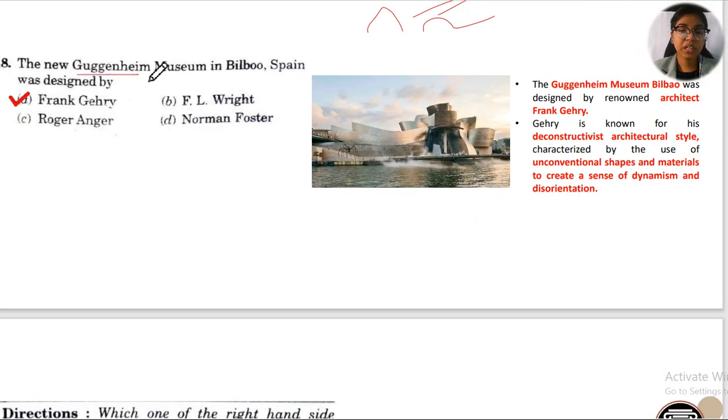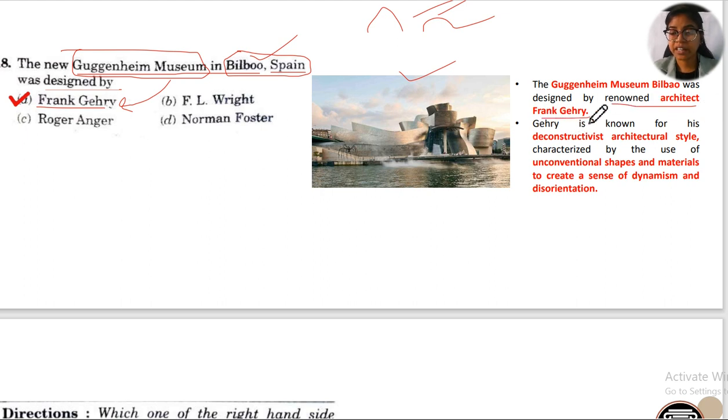The new Guggenheim Museum in Bilbao, Spain was designed by... So please remember the name of the building, the place it is associated with, and then the name of the architect. So Guggenheim Museum, Bilbao, Spain, Frank Gehry. Fine, this is your image. It is designed by renowned architect Frank Gehry, who is known for deconstructivism.